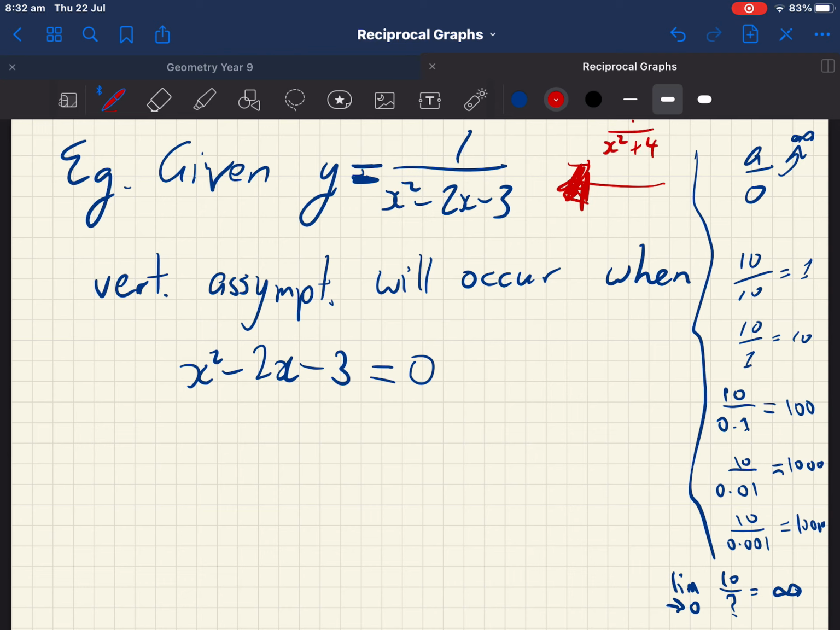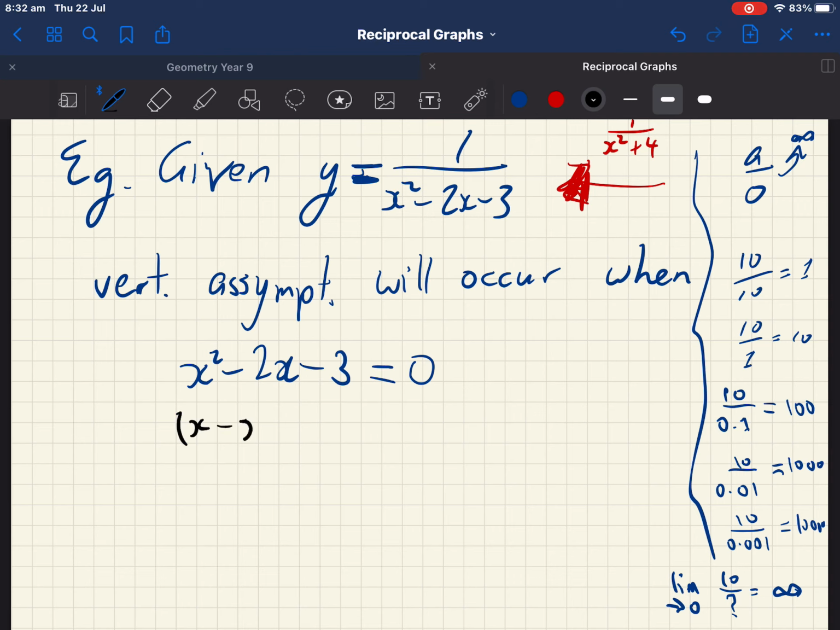Oh, okay, I did make the mention that typically when you have an x on the bottom, you will have a vertical asymptote, but not always. This is an example that sort of just came to my head. If you had x squared plus 4, that's never going to be equal to 0, at least for the real number system. So if you had a graph where it was 1 over x squared plus 4, that would not have any vertical asymptotes.